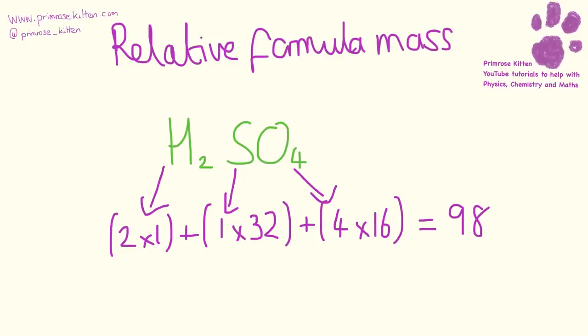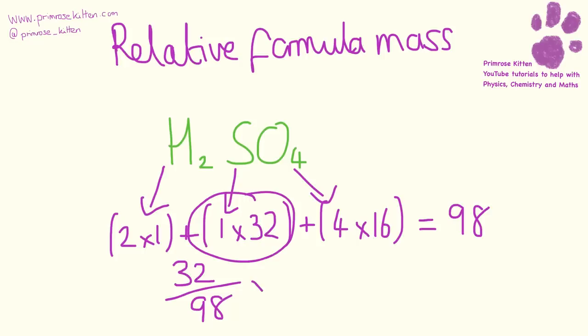If we wanted to work out the percentage of, say, sulfur in this, we would just take the amount for sulfur, which is 32, and divide it by 98, times it by 100 to get our percentage.